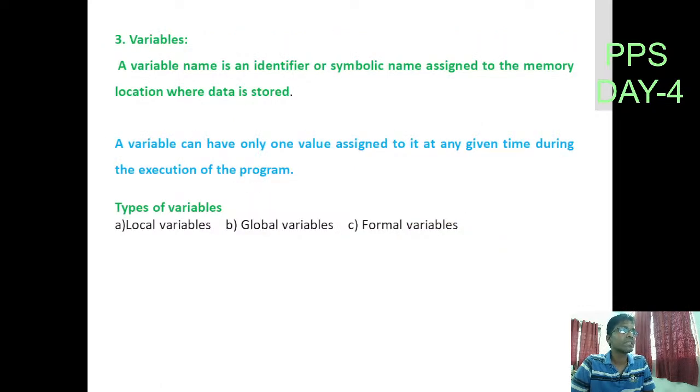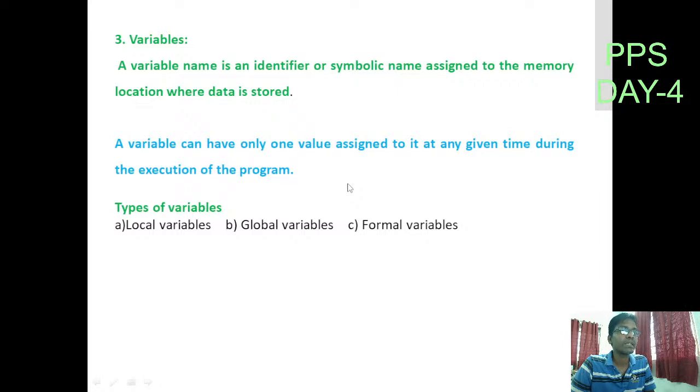And the third one is variables. So what is a variable? As I said, identifier names refer to the names of the variables, whereas a variable name is an identifier. I said this while discussing identifiers. So what is the difference between identifiers and variables? For example, if you declare an identifier in our program, that will be called an identifier.